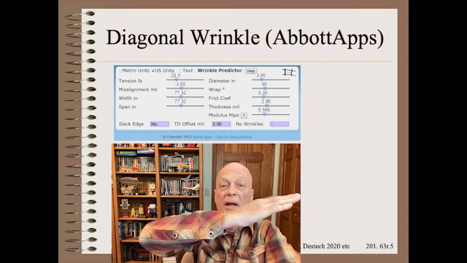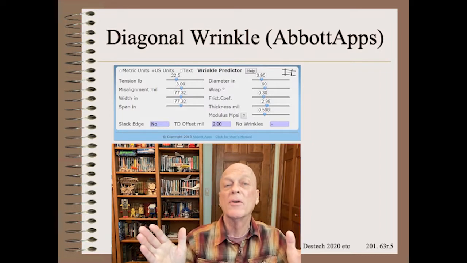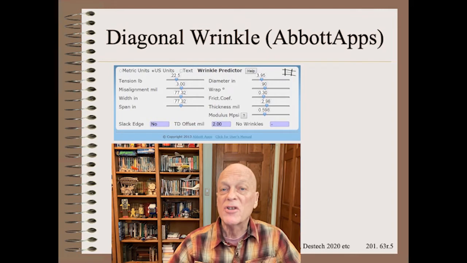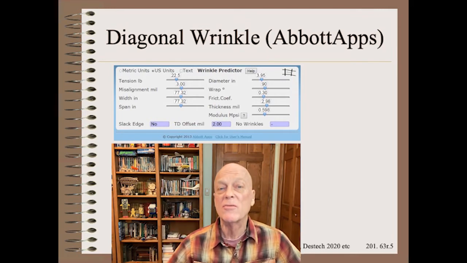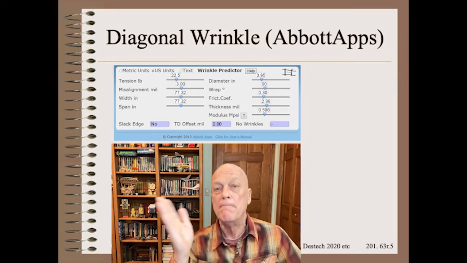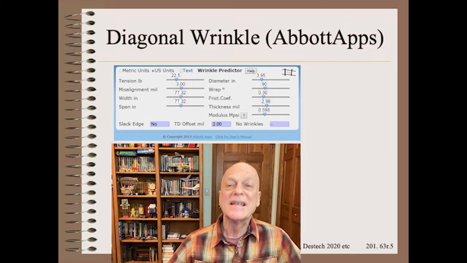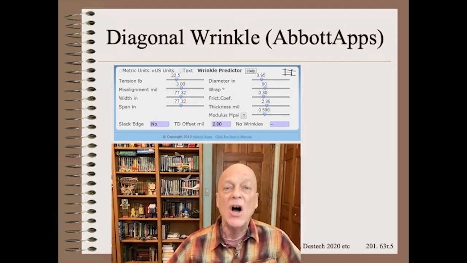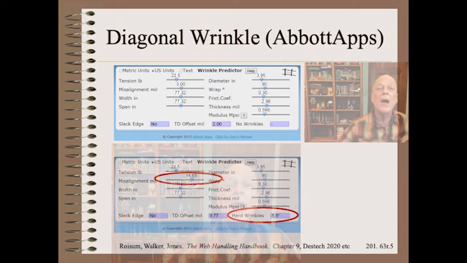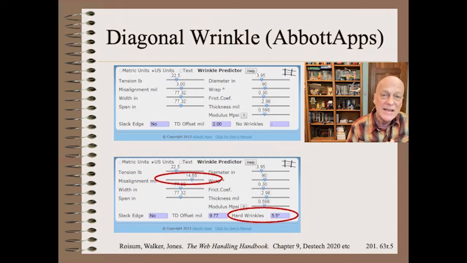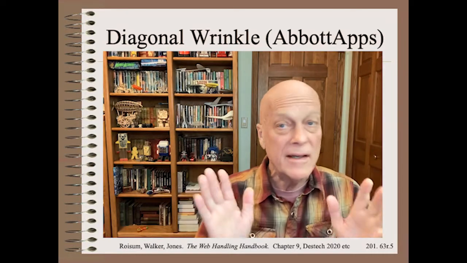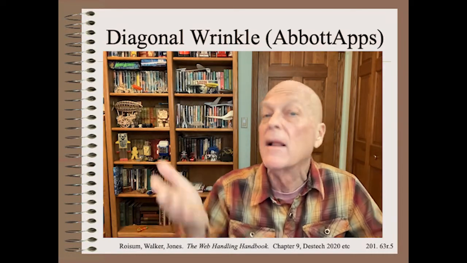Recall that in-plane bending is the riskiest component of misalignment. The first of two big risks is overstretching the edges of the web as it bends sideways as required by the normal entry rule. The second of the two big risks is the hard or soft diagonal wrinkle. Both are predicted by the free and easy to use Wrinkle Predictor by AbbottApps, which I have described in several of my shows on this all web handling channel of YouTube. We don't need to know all of the details here because they are covered in great detail elsewhere.